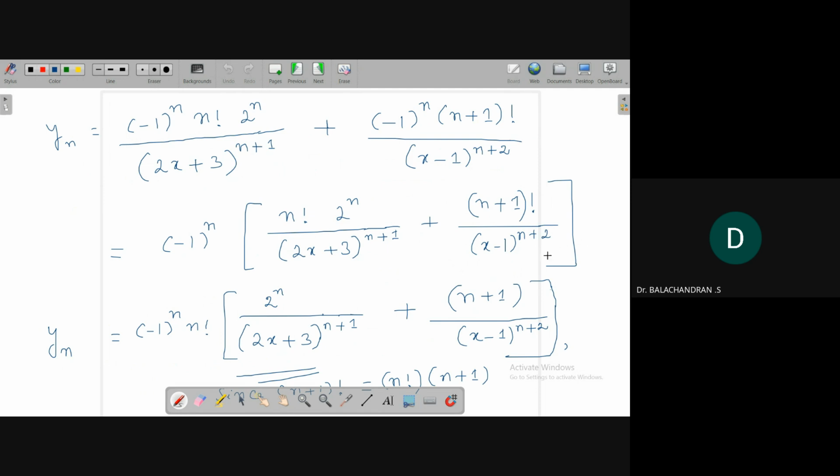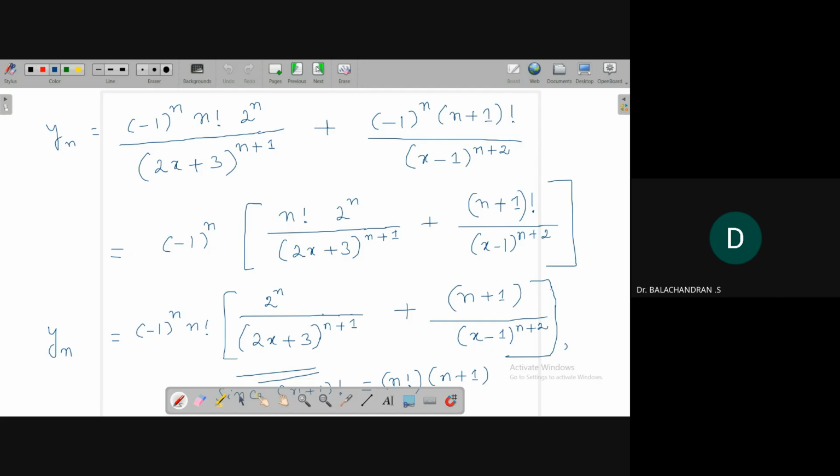Actually this is the book answer, but you can do one more step, minus 1 whole power n. If you take n factorial common, remaining is 2 power n by 2x plus 3 whole power n plus 1. If I take n factorial common, you can write n plus 1 factorial as n factorial into n plus 1. Still remaining we have n plus 1 divided by x minus 1 whole power n plus 1. Okay, so this is the answer.